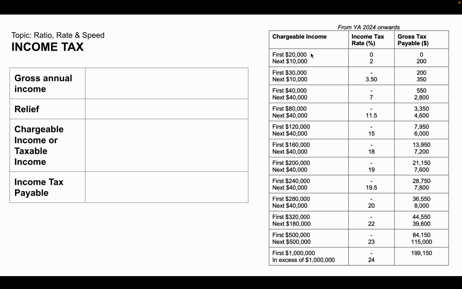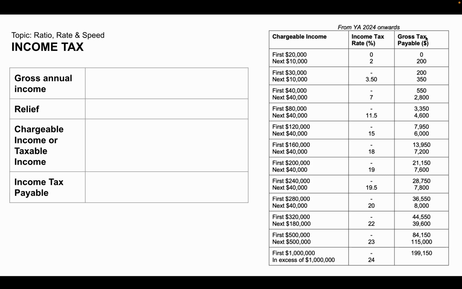Now, for example, if somebody whose chargeable income is less than $20,000 or $20,000, then the amount of income tax chargeable will be zero. On the other hand, if somebody's chargeable income is $25,000, then we will have to split into 20,000 and the 5,000. So the first 20,000 will not have any income tax charge, but the remaining 5,000 will be subjected to 2% tax, and we have to multiply accordingly.